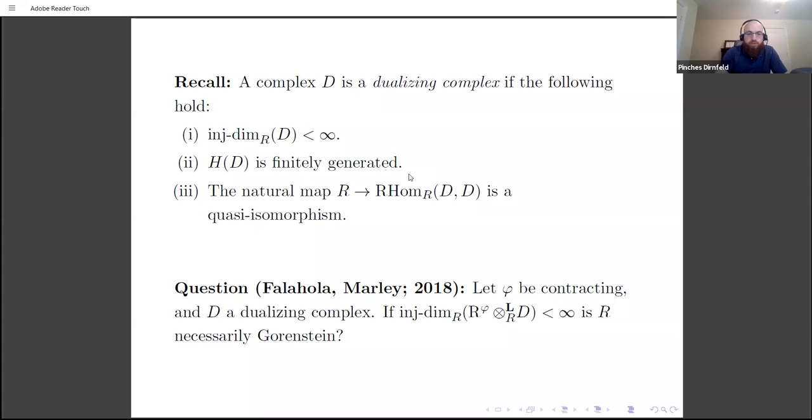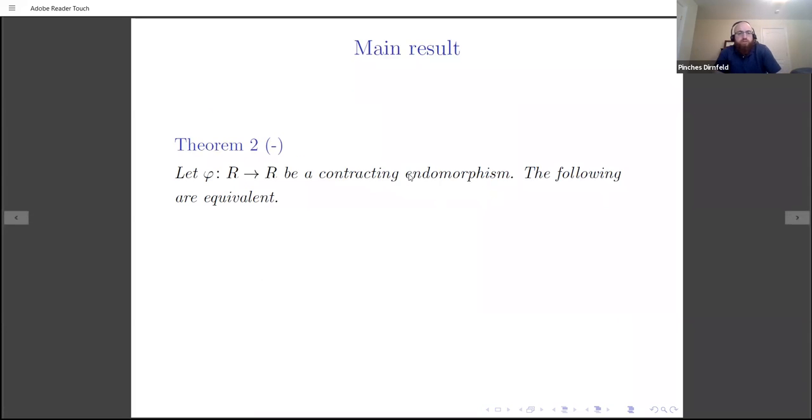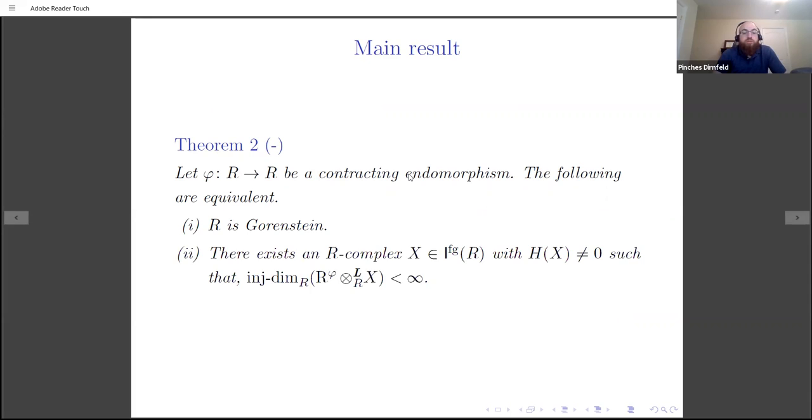So let me state the main theorem of this talk. Let phi from R to R be a contracting endomorphism, then the following are equivalent. One, R is Gorenstein. Two, there exists a complex X in IFGR. So this is a complex with finite injective dimension, finite generated homology, non-trivial, such that the injective dimension of R phi derived tensor X is finite.